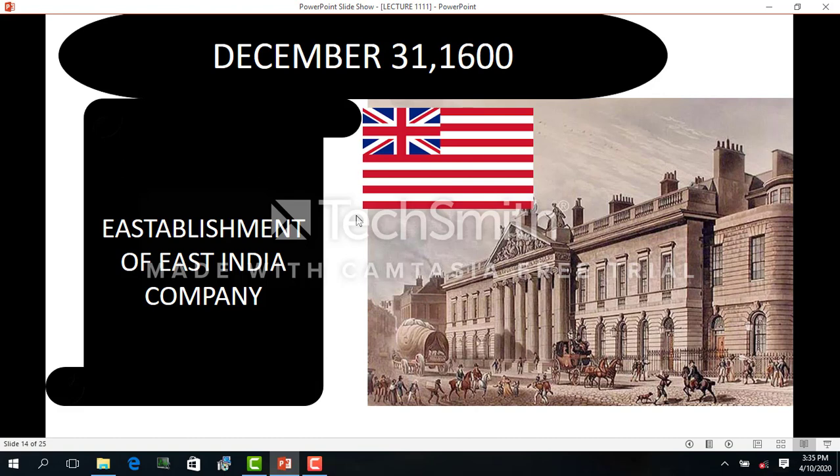Next, December 31st, 1600, establishment of the East India Company. In 1600, the first charter of the East India Company was granted to English merchants. The British came here only for trade purposes, but later their mindset changed and they came to dominate the politics of the subcontinent.